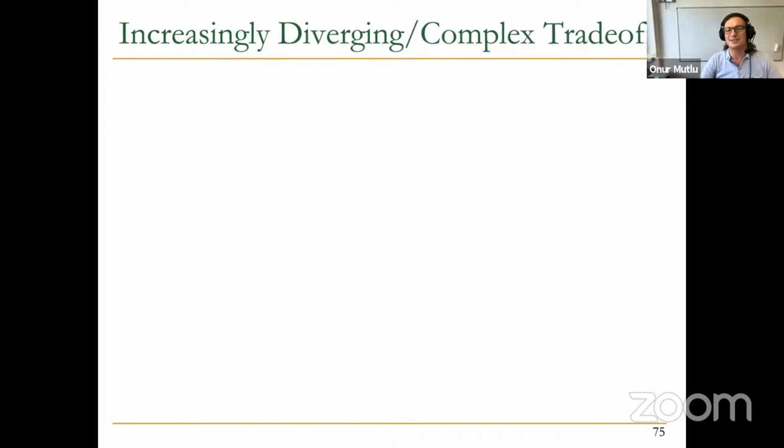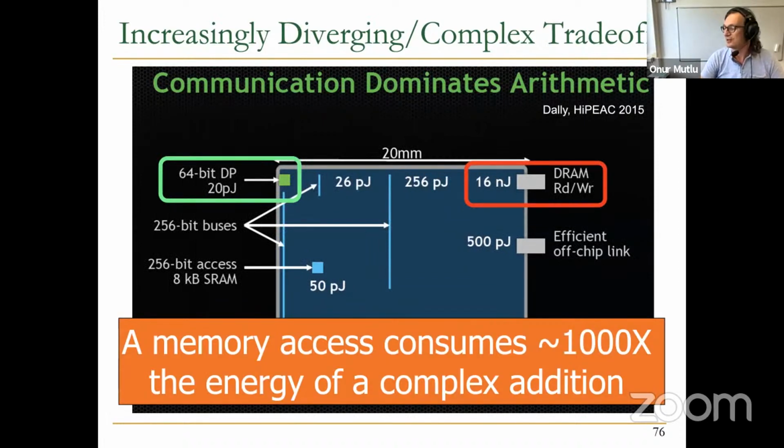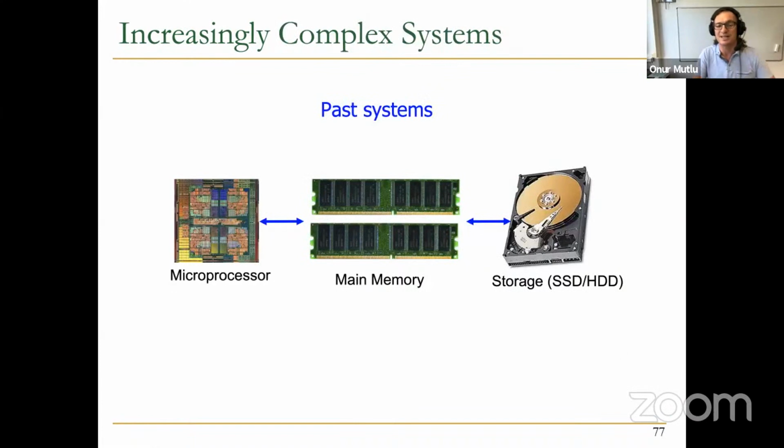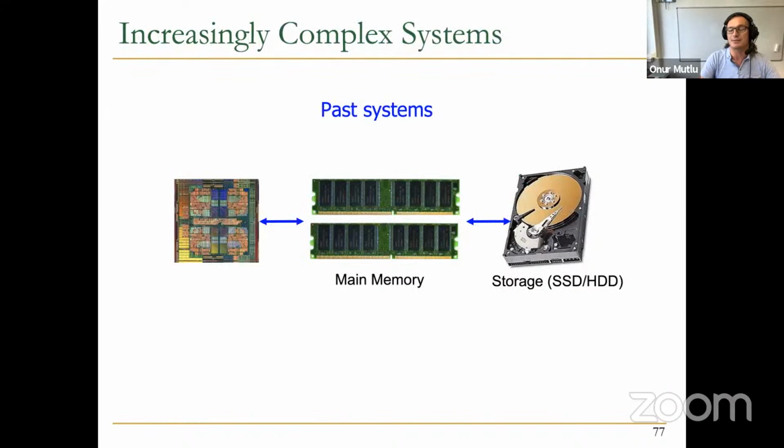And the key trend is that we have increasingly diverging and complex trade-offs, as we discussed a few minutes ago before the break. Essentially, this is one example of that, right? A memory access consumes 2 to 3 orders of magnitude the energy of a complex addition, and that's a problem. And that's one example trade-off. There are performance trade-offs also that we didn't cover over here, but we will talk about when we get to specific points. And systems are becoming increasingly complex as a result of the need to cater to technology scaling issues, as well as application requirements, as well as energy efficiency and performance drive.